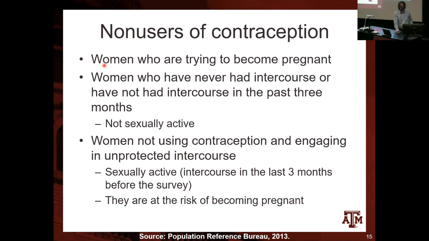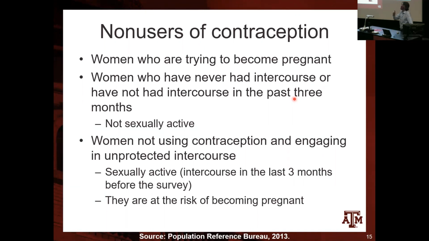Another group, women who have never had intercourse or have not had intercourse in the last 3 months, are considered not sexually active. So that's the concept of people who are not sexually active: those who have never had intercourse or have not had intercourse in the last 3 months. These people are not at risk or do not have a chance to have a child, so they don't have to use any form of contraception.